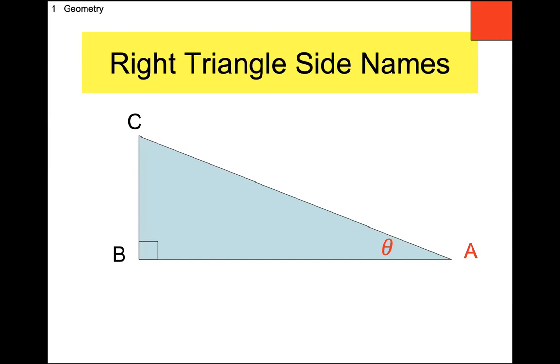Now, one of the sides is going to get the standard name. The side that is always opposite the right angle, that's the side opposite angle B, is still called the hypotenuse. The other two sides we used to call legs, and they're still called legs, but in trigonometry we give them special names. The side that is directly next to theta, the side that makes angle theta with the hypotenuse, is called the adjacent side.